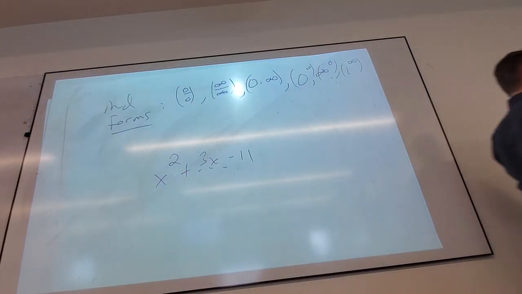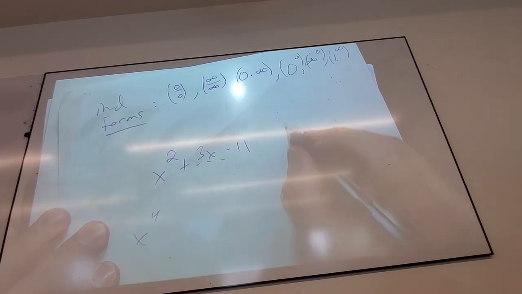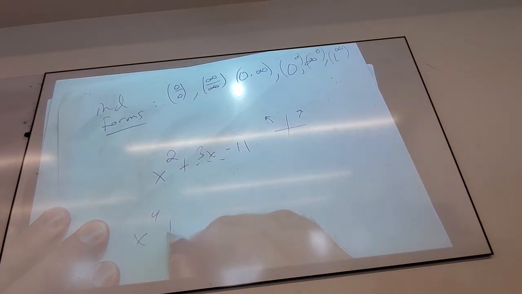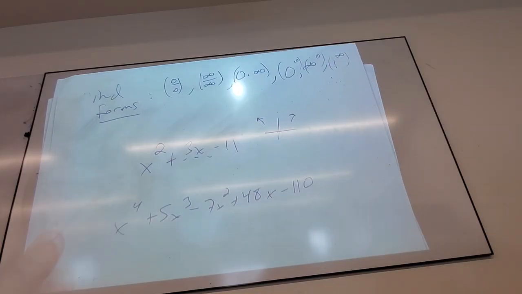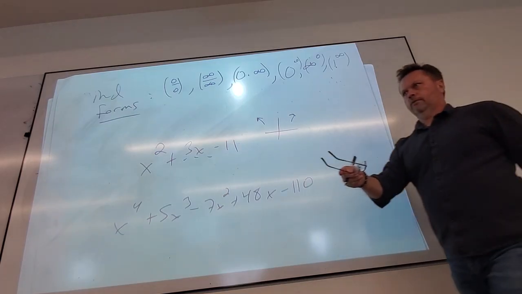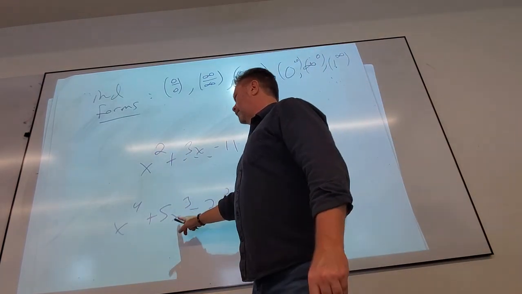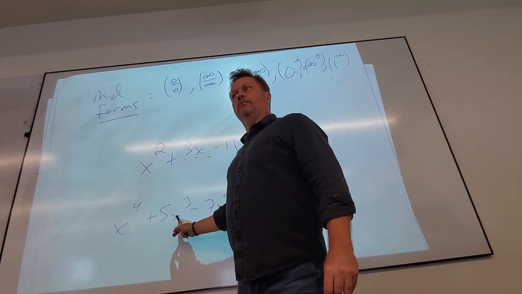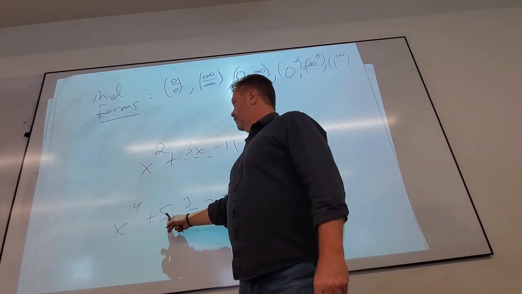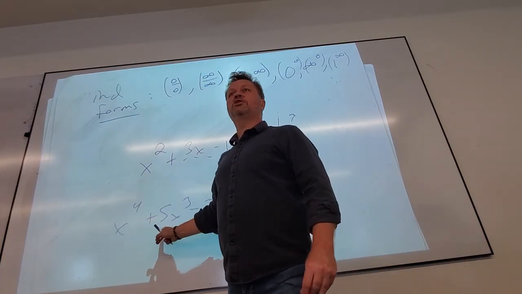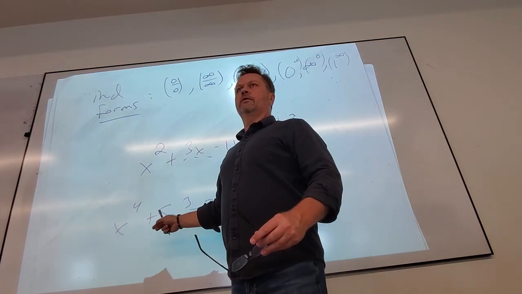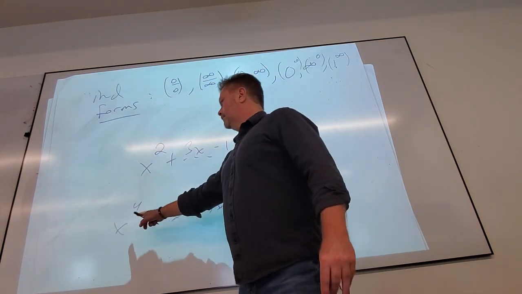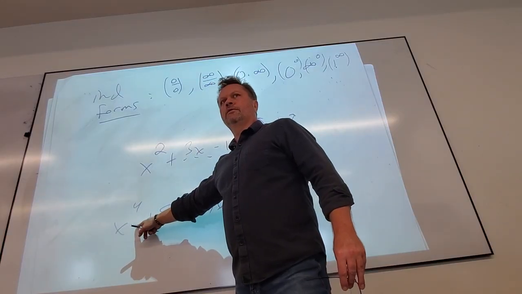So if I had, for example, x to the fourth plus 5x cubed minus 7x squared plus 48x minus 110, when x gets really, really big, if x is a trillion, do you agree a trillion cubed is pretty big? Times 5. But compared to a trillion to the fourth power, that is nothing. You wouldn't even see it. So when x gets really big, this is the only term that matters.